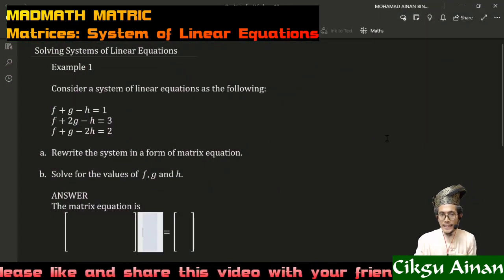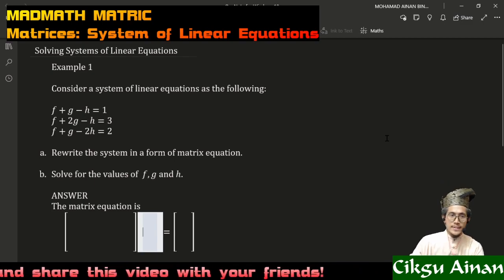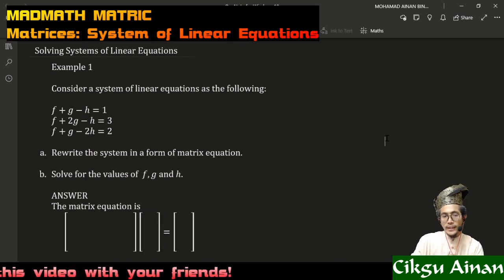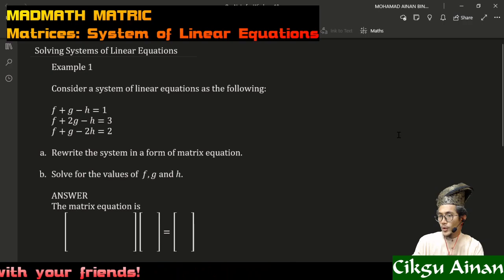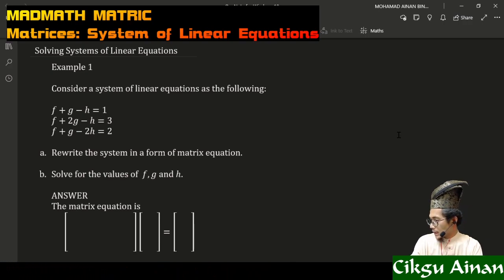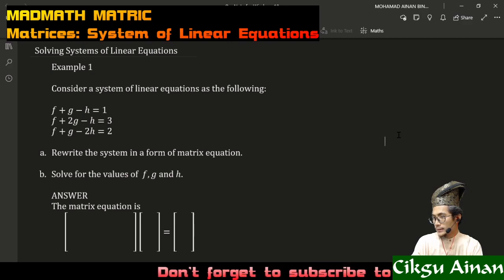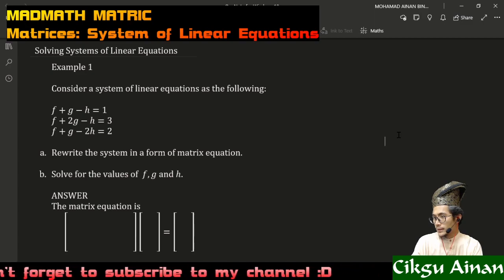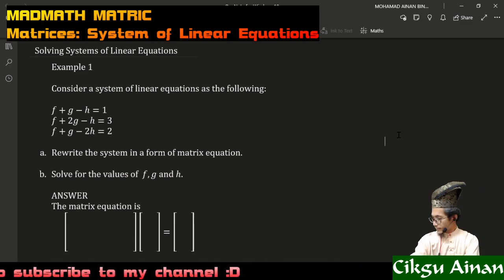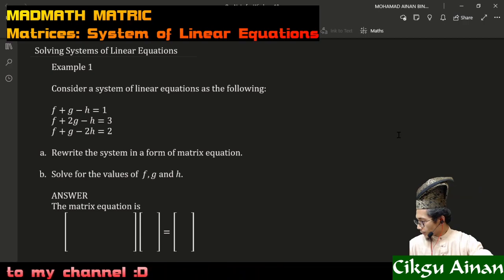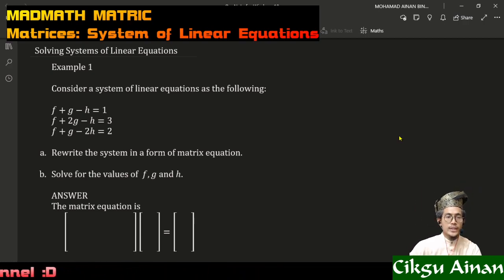Let's consider the first example. Before that, perhaps I need some of your response, whether the display is clear enough for you. Is it clear? Yes. Good then. We can start now. So consider the first example.